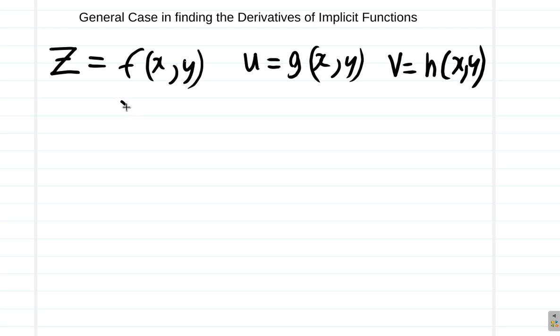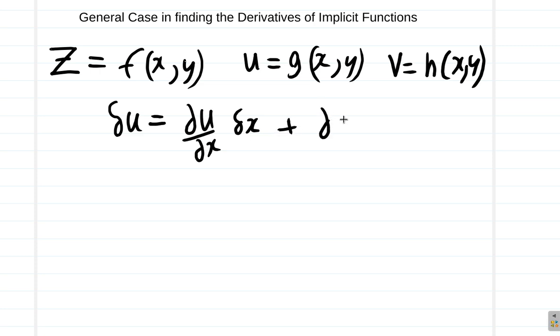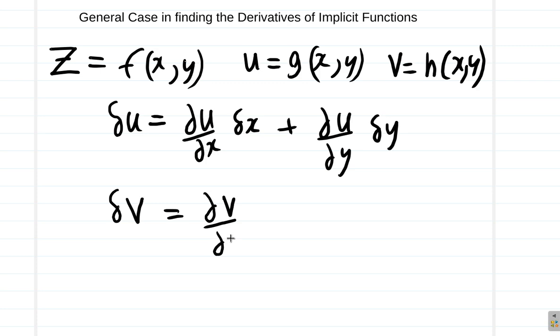Now we have a small change in u is equal to the partial derivative of u with respect to x times a small change in x plus the partial derivative of u with respect to y times a small change in y. We also have the partial derivative of v. A small change in v is equal to the partial derivative of v with respect to x times a small change in x plus the partial derivative of v with respect to y times a small change in y. Alright.